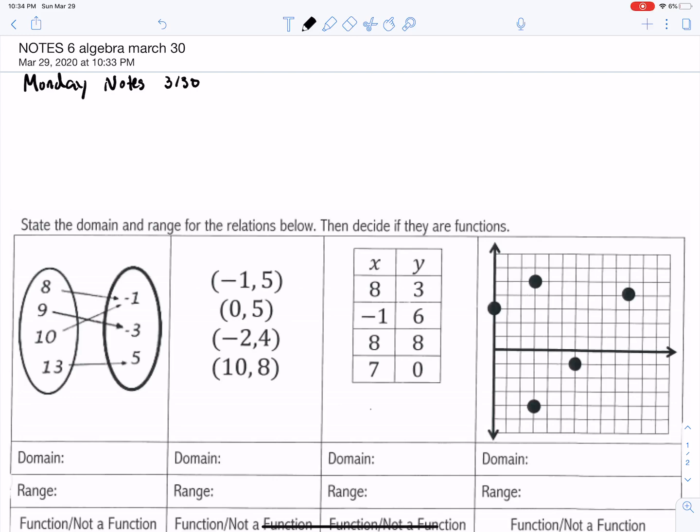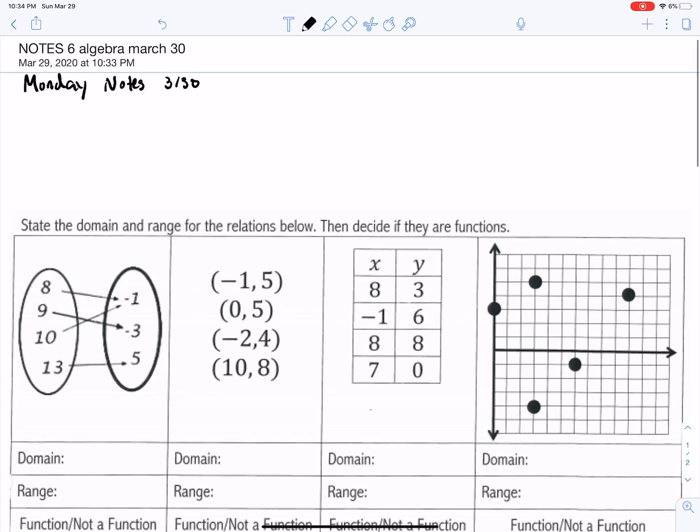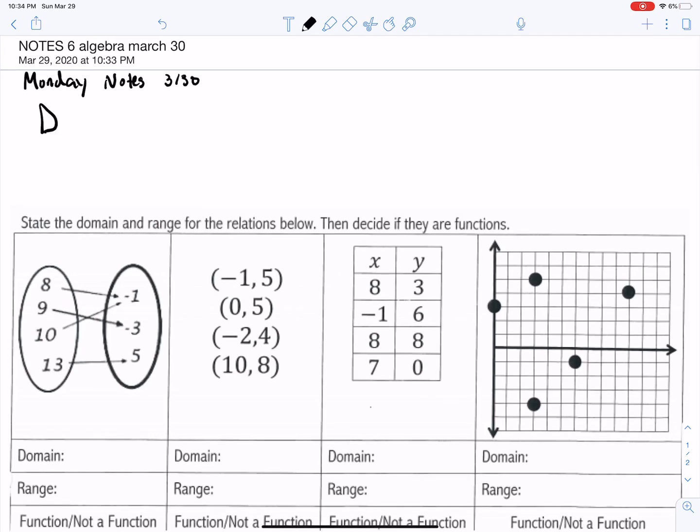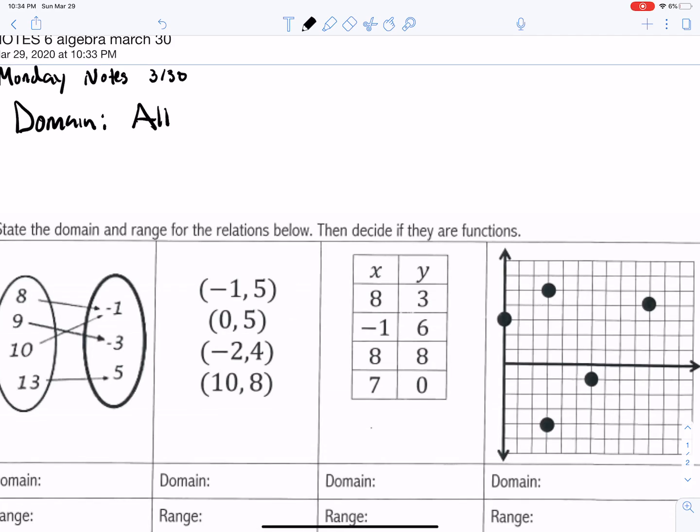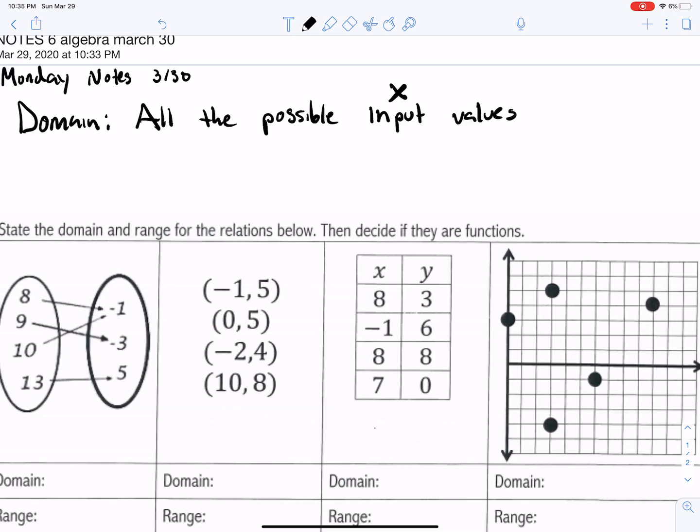But let's tackle, or just learn, two new vocabulary words today. They're very simple. You may have heard them before. So this is what we need to get down in our notes on a separate sheet of paper. The first word is called domain. And when we're talking about functions, that's the unit we're in, domain means all the possible input values. All the possible input values. Remember, input values, the input is just your x.